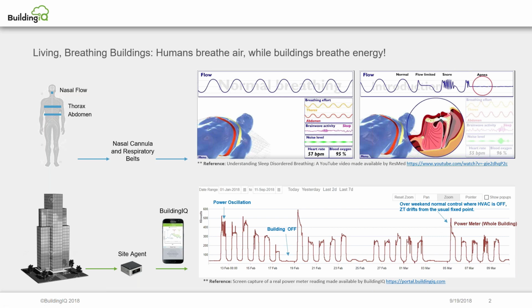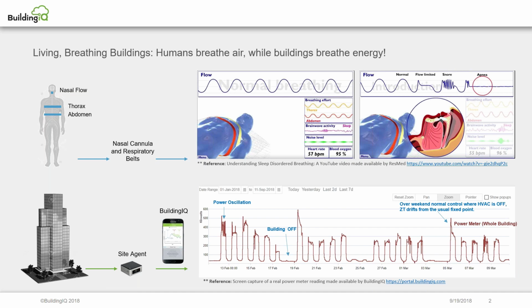For those working in this field, you have probably seen something like this, where the HVAC is usually off and it kicks in. There's a fixed set point and it needs to bring the temperature down, and the HVAC will be operating in a heavy way to make the zone temperature drop down to the set point level, and this is why the energy spikes.